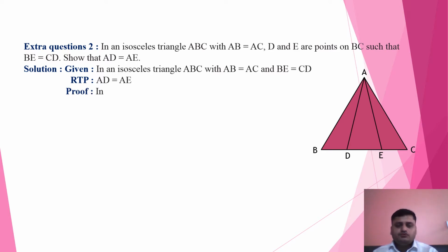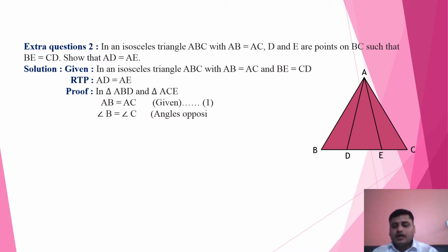Now in this proof, first of all we will take triangle ABD and triangle ACE. Now in these two triangles we find AB is equal to AC. This is given in the question, so we write given and assume it as equation number 1. Now angle B is equal to angle C. Reason is what? Angles opposite to equal sides of a triangle are equal. I hope till this it is clear. So we have written angles opposite to equal sides of a triangle are equal, and assume this as equation number 2.